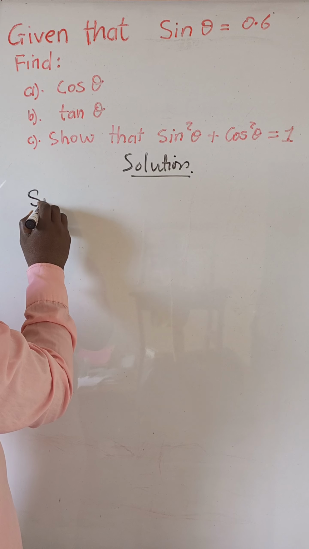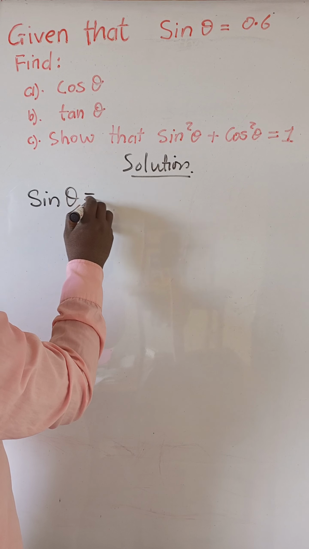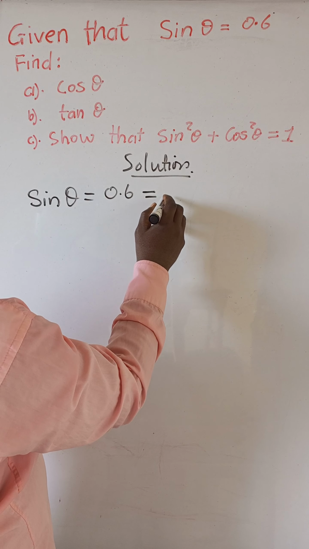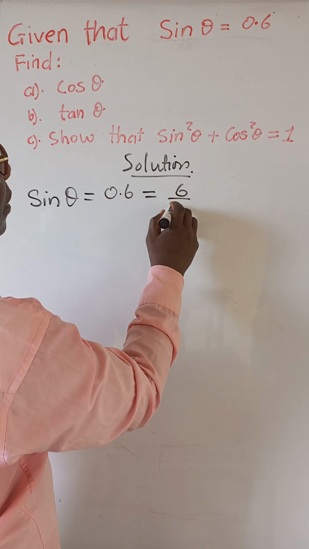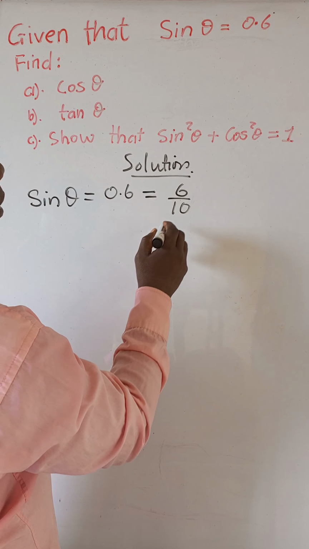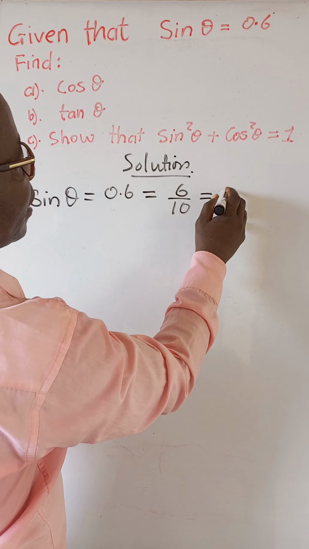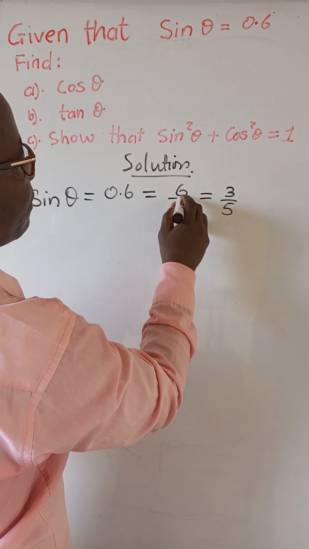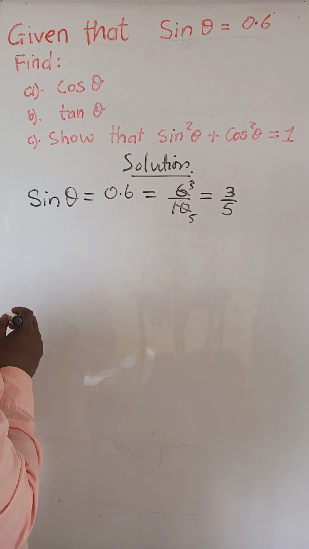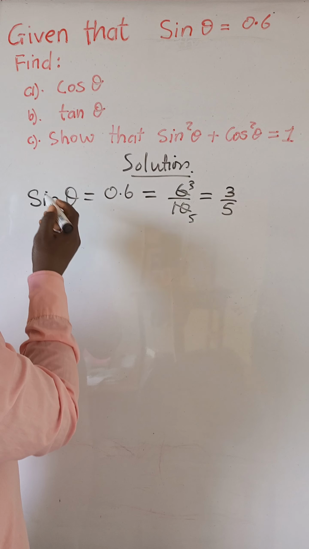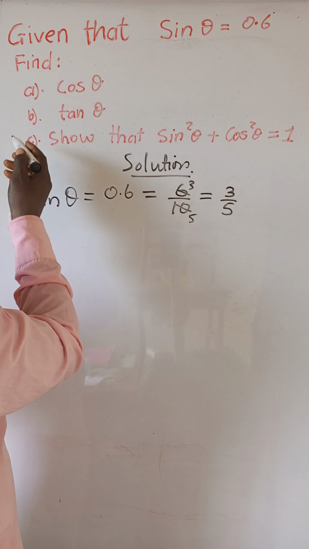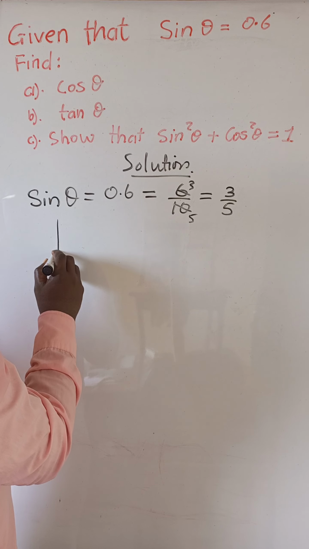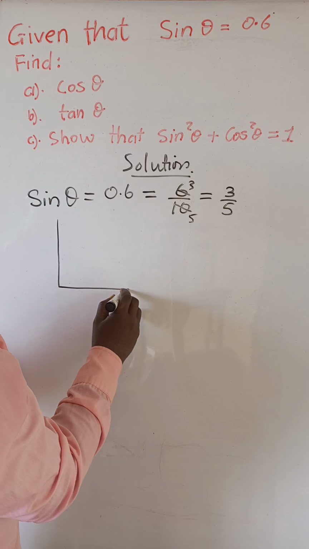So, we have sine theta to be 0.6, and 0.6 is the same as 6 all over 10. And when we simplify, we'll get 3 all over 5, because 2 here 5, 2 there 3. Okay, so how do we then proceed to be able to get cosine and tangent? The best way is to construct a right angle triangle.